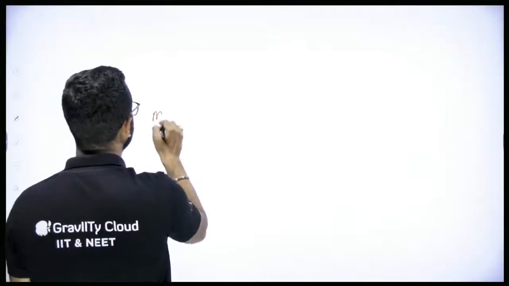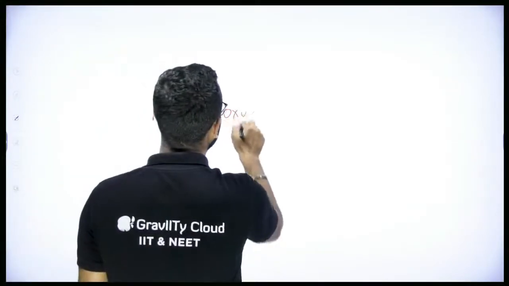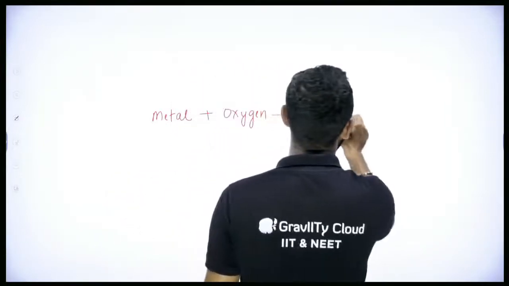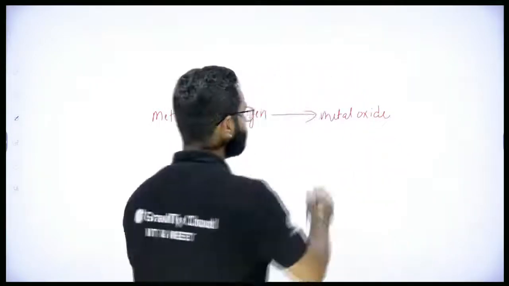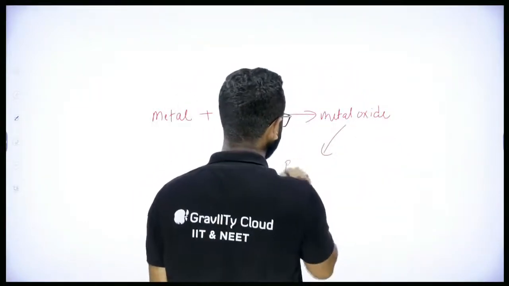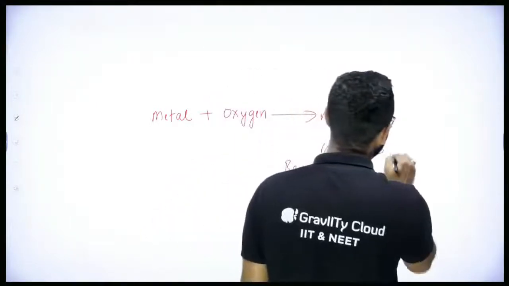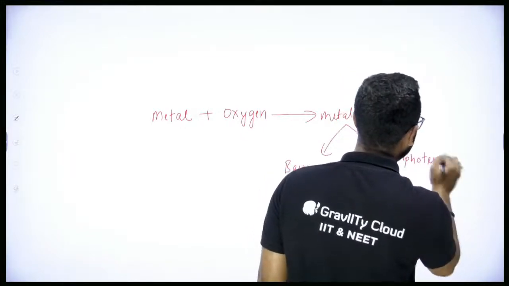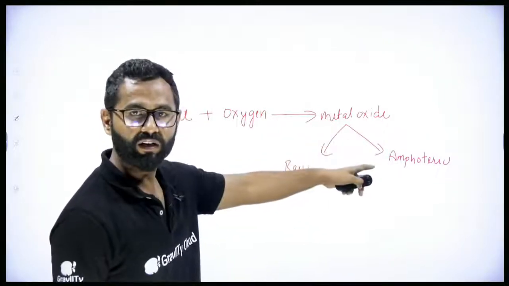In short, suppose we have a metal. This metal will react with oxygen and form a metal oxide. This metal oxide can be either basic in nature or amphoteric in nature.